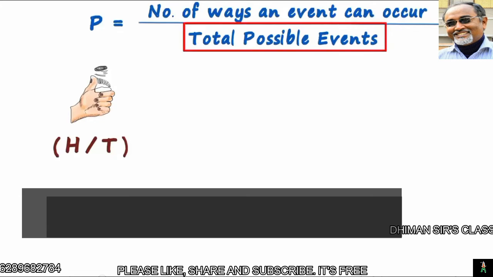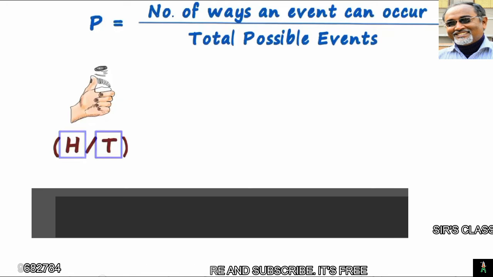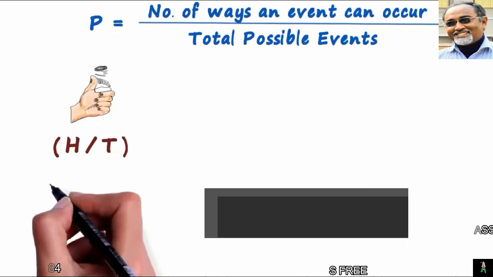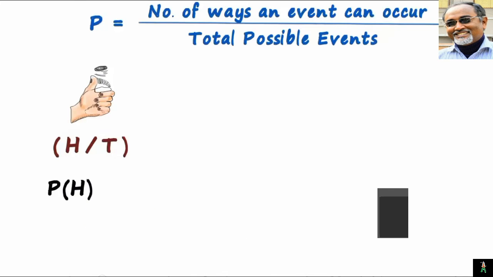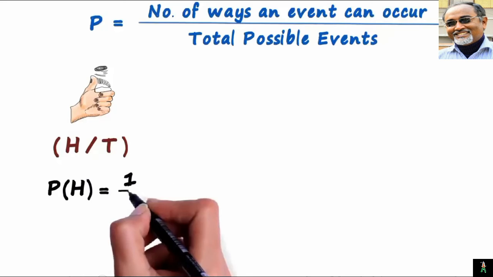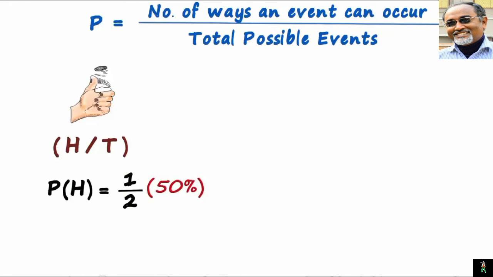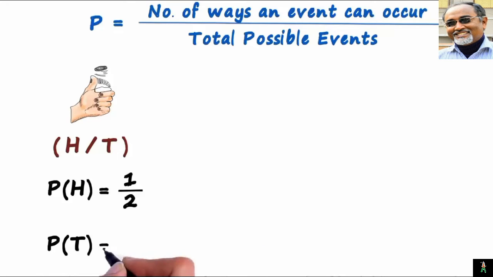And what are the total possible events? We can get a head or a tail. 2 total events. So the probability of getting a head at the toss of one fair coin is 1 over 2 or 50%. What is the probability of getting a tail then? There's only one way in which we can get a tail, and there are 2 possibilities. Probability of getting a tail at the toss of a coin is also 50%.